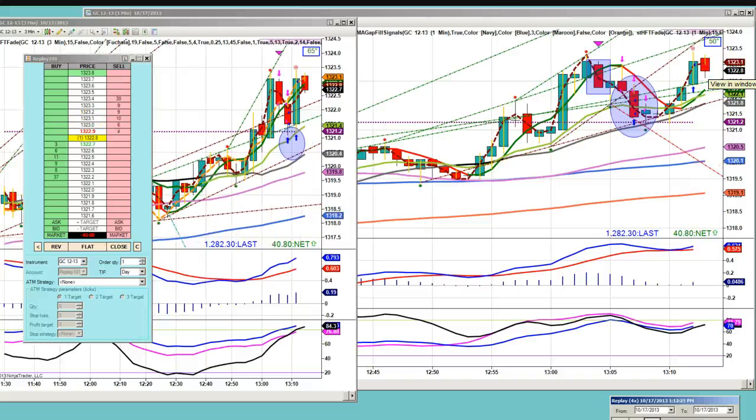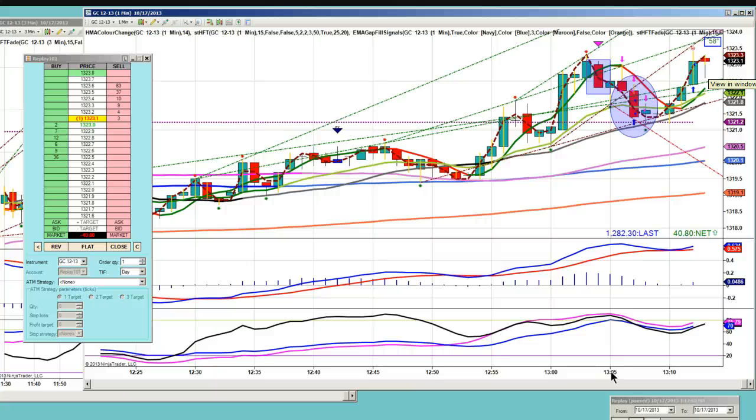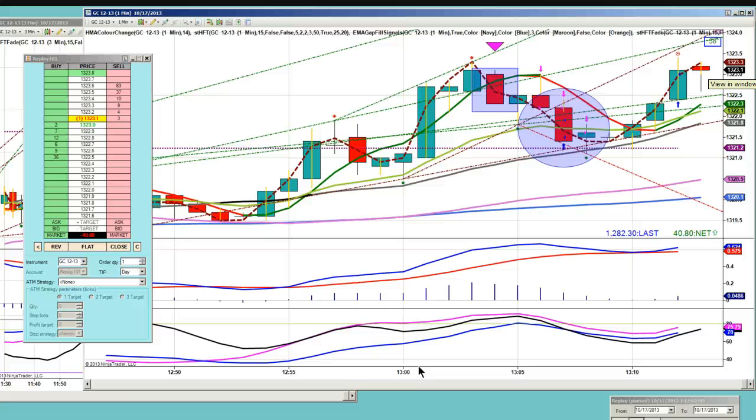Okay, the trend's continuing. Everybody needs to notice this. This is very, very important. I'm just going to do this for a second. Can you notice, this is where people don't realize, that the HMA is not touching the candle? Can you see that?